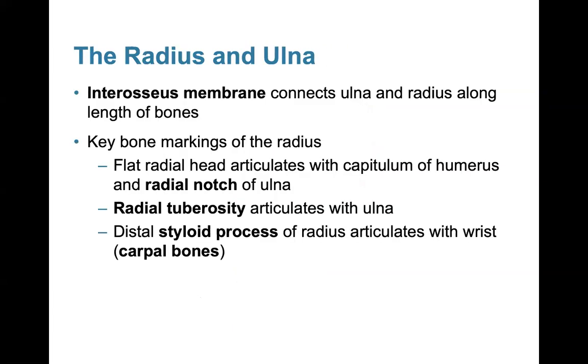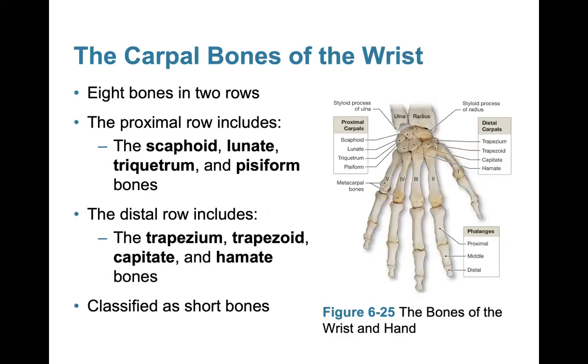The radius and ulna are actually connected to each other, and there is an interosseous membrane that connects the ulna and the radius along the length of the bones. And some markings of the radius: we have a flat radial head that articulates with the capitulum of the humerus at the radial notch. The radial tuberosity will articulate with the ulna. And there's also a distal styloid process of the radius that will articulate with the carpal bones.